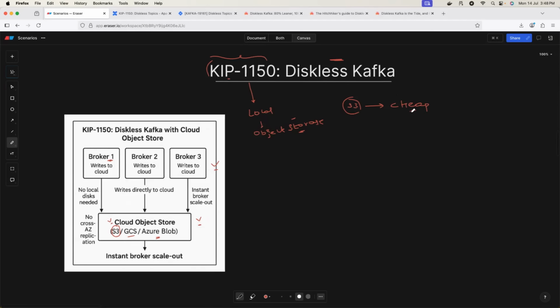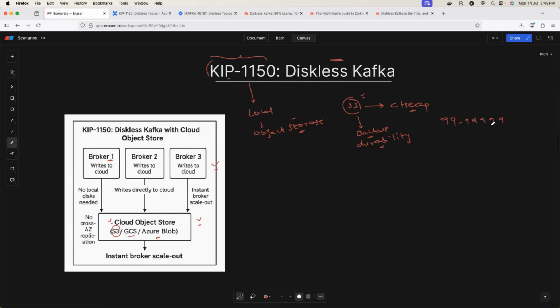So if you compare writing data on EBS to writing data on S3, S3 is multiple times cost effective. Not only that, when you write data to S3, you don't have to worry about backups. You don't have to worry about data durability because it is automatically taken care of by the cloud provider. In this case, AWS.